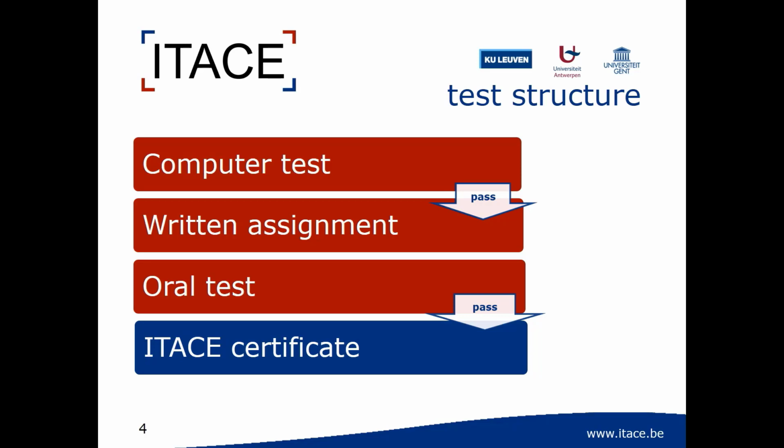The ITACE for Students consists of 3 components: a computer test, a written assignment in Word, and an oral test. You first do the computer test. If you pass the computer test, you can go on to the written assignment and oral test. If you've done all 3 components, you'll receive the ITACE for Students certificate. This video will discuss each of the components briefly.